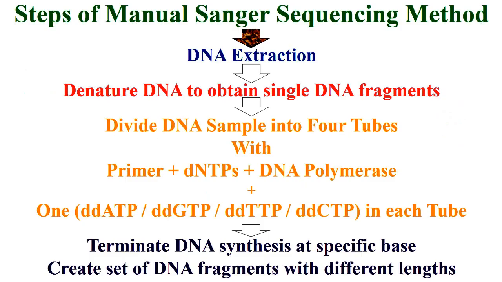Manual Sanger sequencing method. Initiate by DNA extraction and denature the DNA to obtain single DNA fragments, and divide the DNA sample into 4 tubes with primer, dNTPs, DNA polymerase, and 1 ddOxy nucleotide in each tube to terminate DNA synthesis at a specific base to create a set of DNA fragments with different lengths, as mentioned in the next slide.